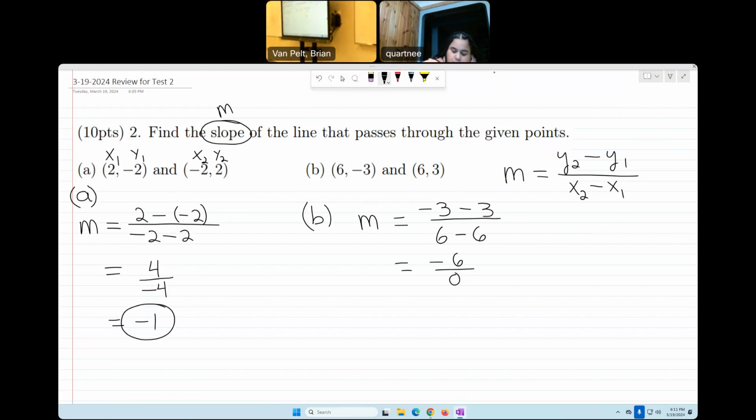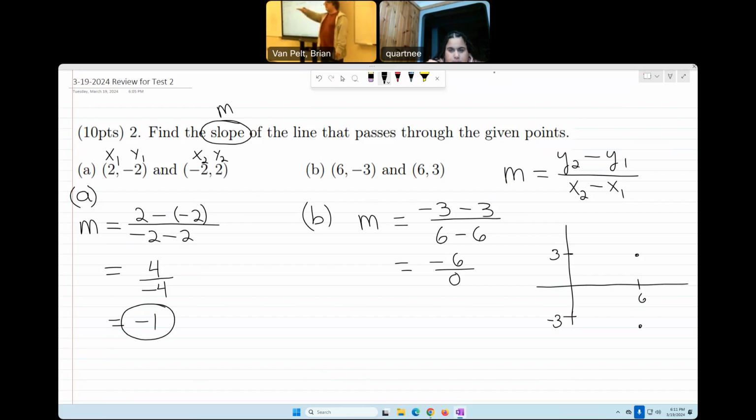Think about those points, just so you understand what undefined means. If I look at those 2 points that are given, at 6, 3, and 6, negative, we gave you these 2 points. What kind of a line would go through 2 points like that? A vertical line. So that's why it's undefined.